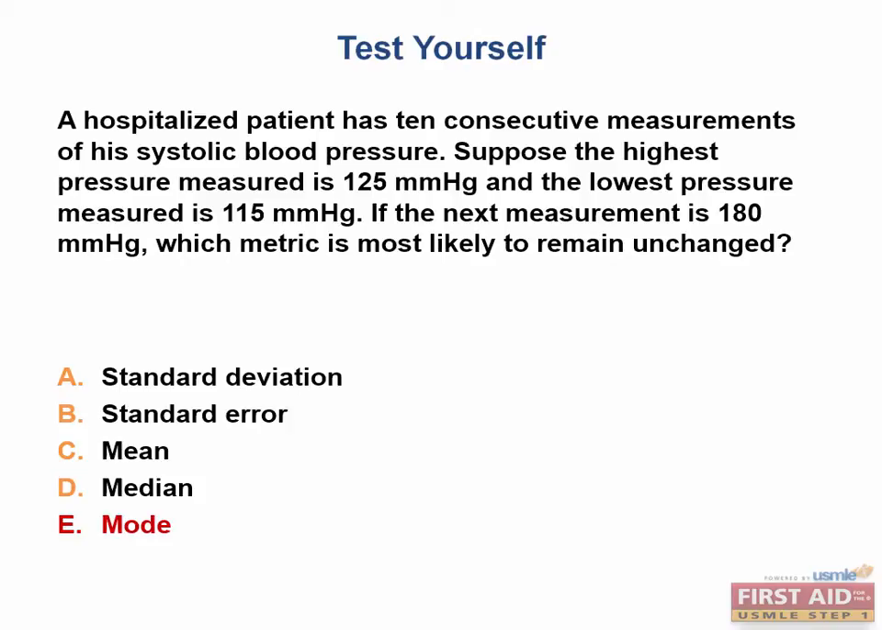The mode, which is the most frequently observed data point, is the most resistant to outliers. All of the other metrics are more sensitive to outliers.